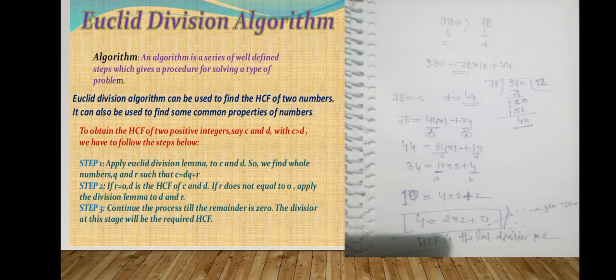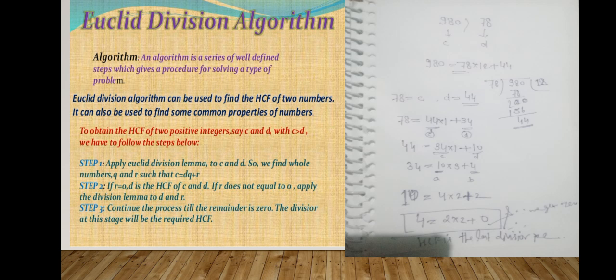For simplicity, I have given a picture on your screen. If we take the example 980 and 78, where 980 is greater than 78, now consider 980 as C and 78 as D. Then dividing 980 by 78, we get 12 as a quotient and remainder 44. Now we can write 980 is equal to 78 into 12 plus 44. Here 78 becomes C and remainder 44 becomes D.